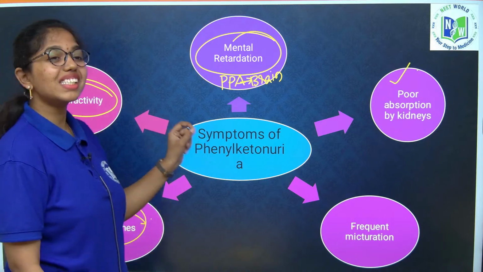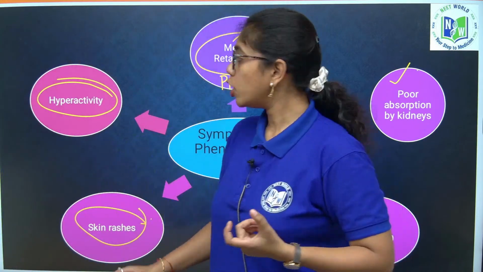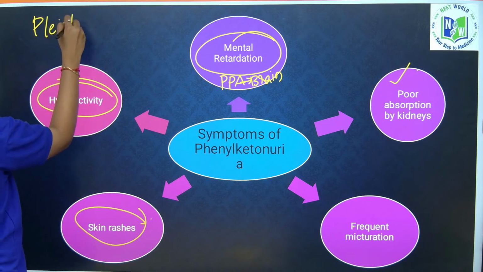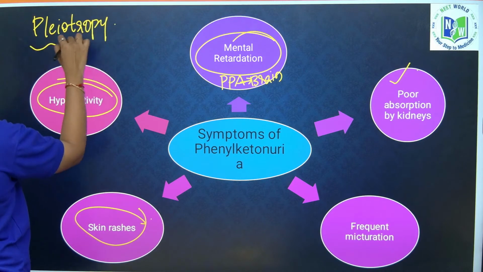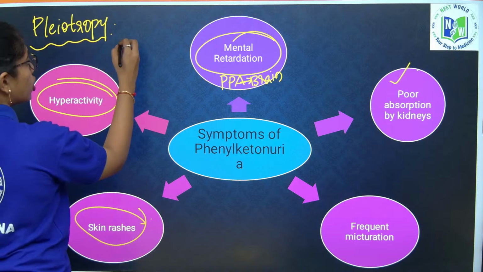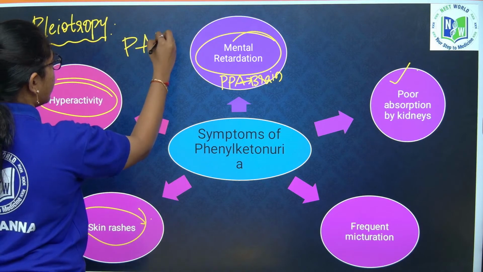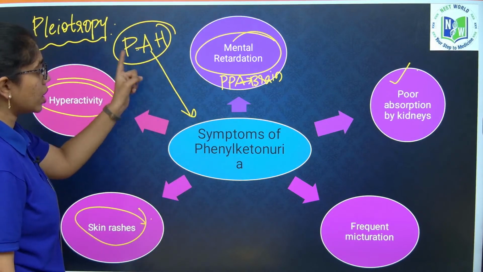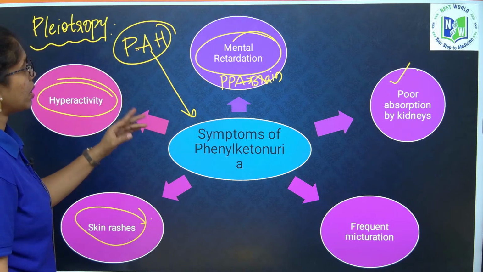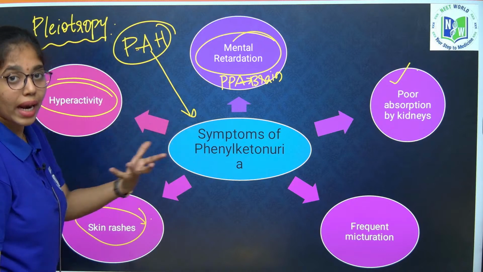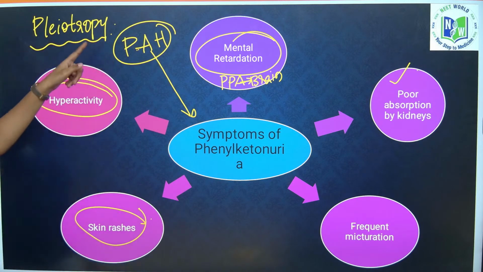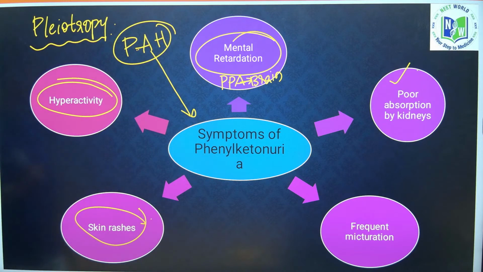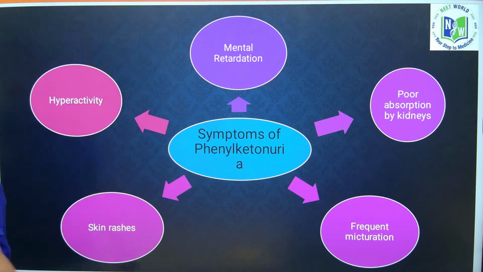This is also studied under the phenomenon of pleiotropy, which is one of the exceptions of Mendelian inheritance. This is studied as an example of pleiotropy because absence or mutation of the one enzyme phenylalanine hydroxylase is resulting in so many symptoms. Just one gene's absence is resulting in these many symptoms, where one gene is coding for more than one character or trait. So that is the reason we are studying the disease phenylketonuria under the example of pleiotropy as well.